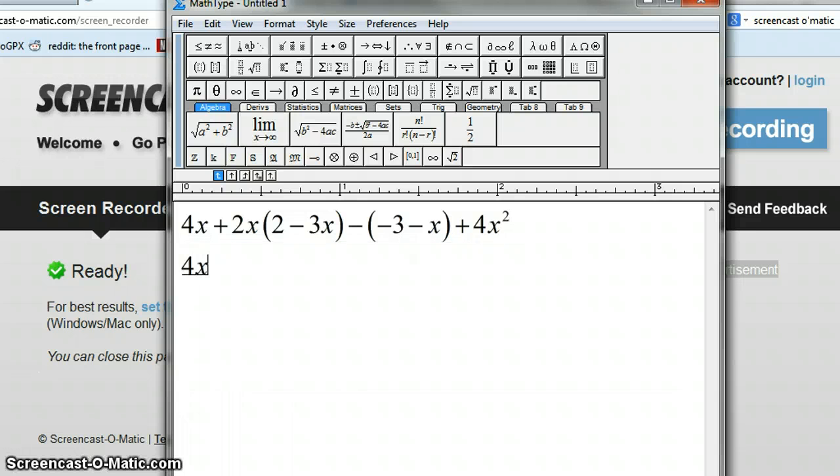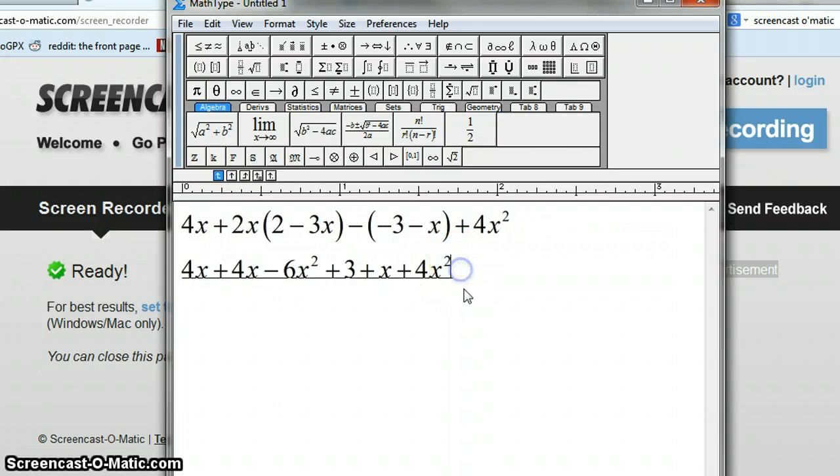Well, we have 4x, that comes down, plus 2x times 2, that's 4x. And then 2x times minus 3x is minus 6x squared. Then again we distribute this -1. So -1 times -3, we'll do plus 3. And -1 times -x, that'll be plus x. And then we'll bring down that plus 4x squared.